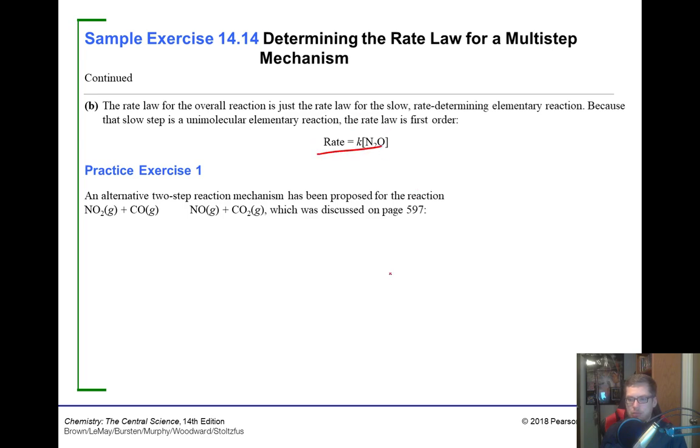The rate law for the overall reaction is just the rate law for the slow, rate-determining step, because the slow step is a unimolecular elementary reaction. The rate law is first order.